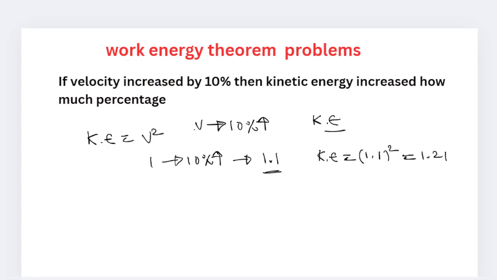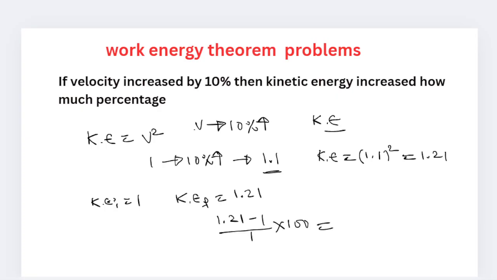Now you have to find how much percent the kinetic energy increases. The initial kinetic energy is 1 and the final kinetic energy is 1.21. So the increase is the final kinetic energy 1.21 minus the initial kinetic energy 1, divided by the initial kinetic energy, into 100.